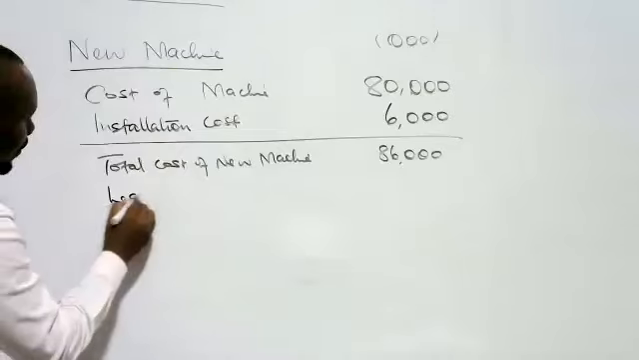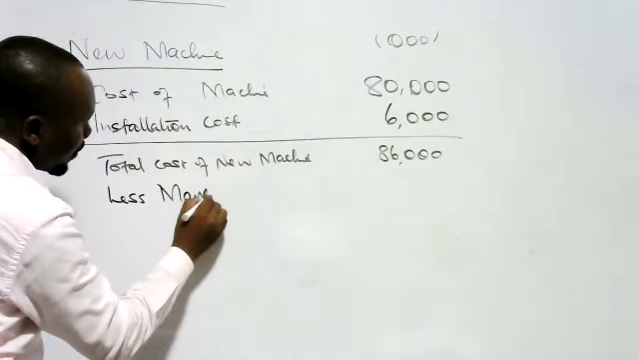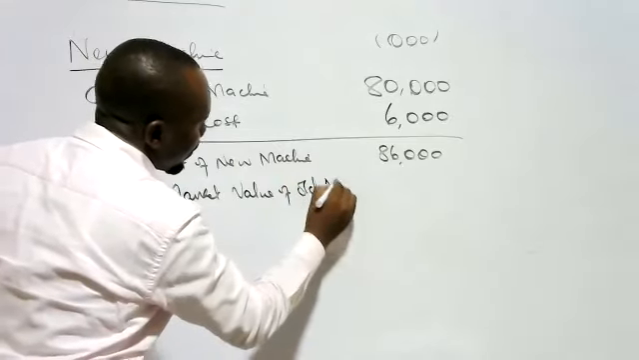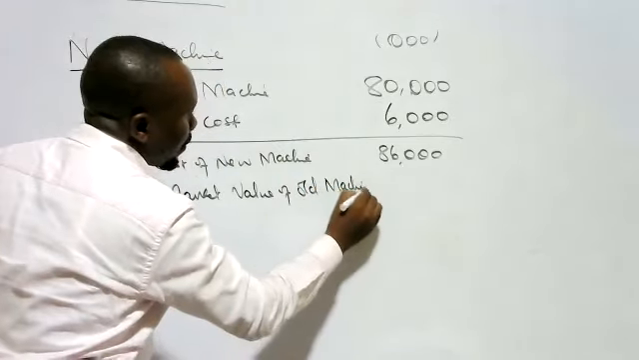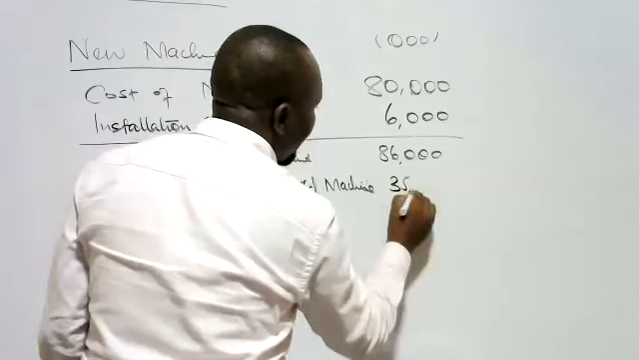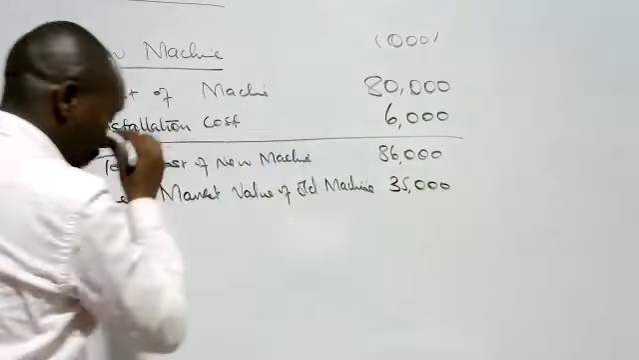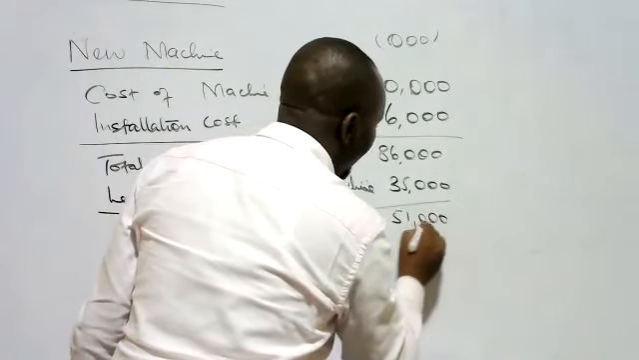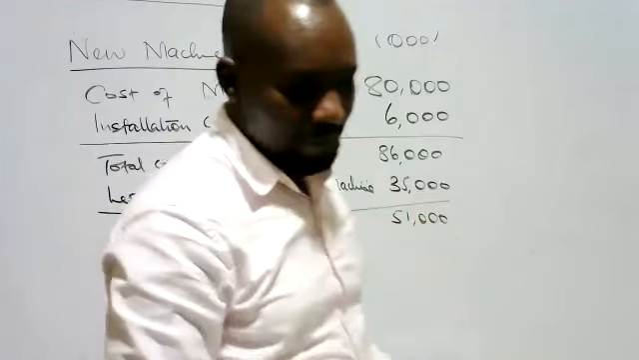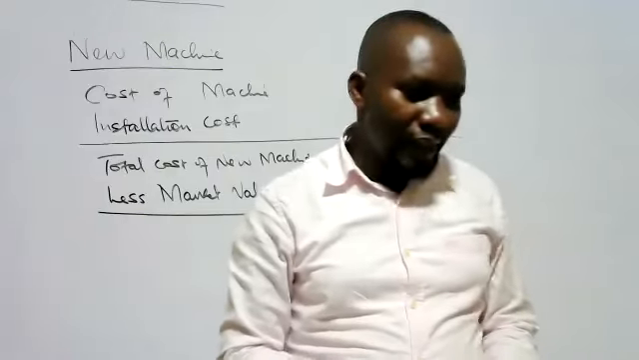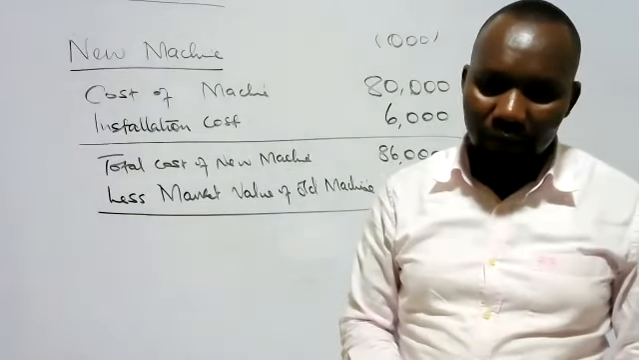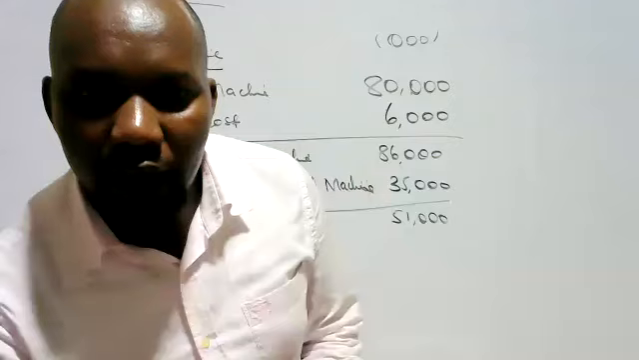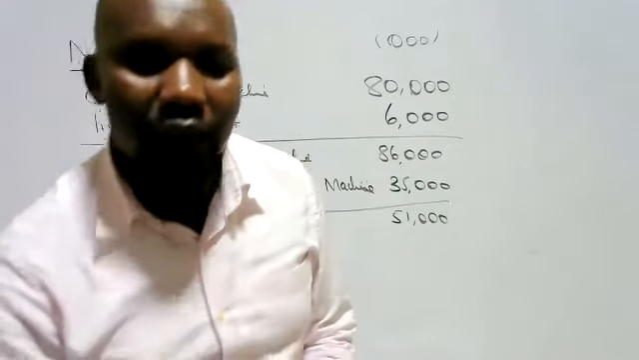So less market value of old machine, which is now 35. So you're going to have here 51 million, which we write as 51,000. That is the amount that you're releasing for the purpose of buying the machine. Maybe it's Jayona. There's another one that you've sent. Add cost of machine. Okay.